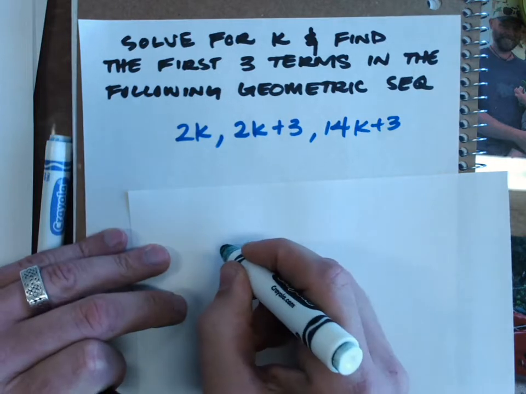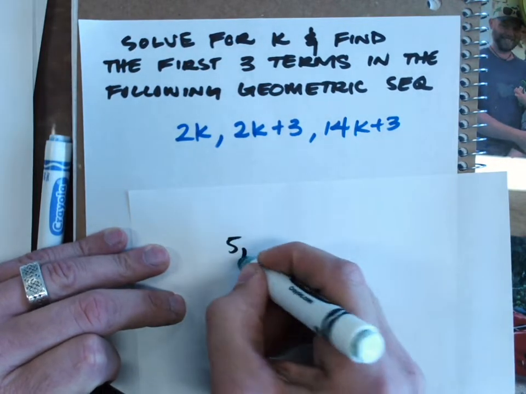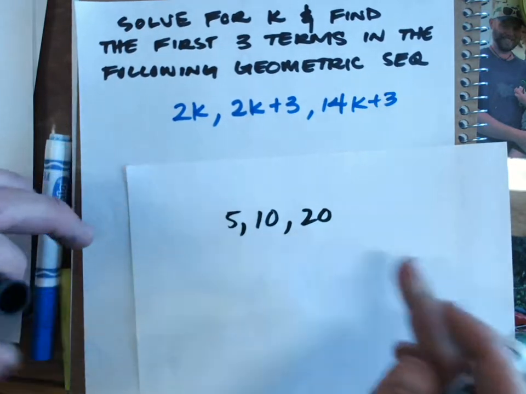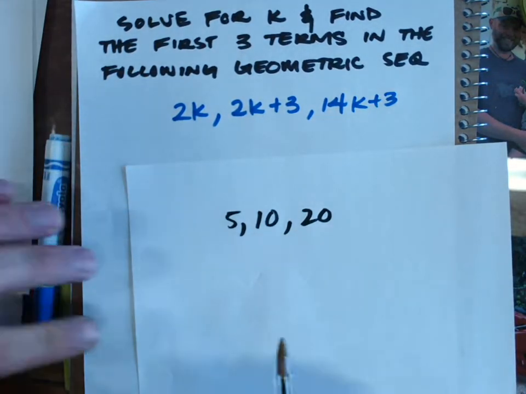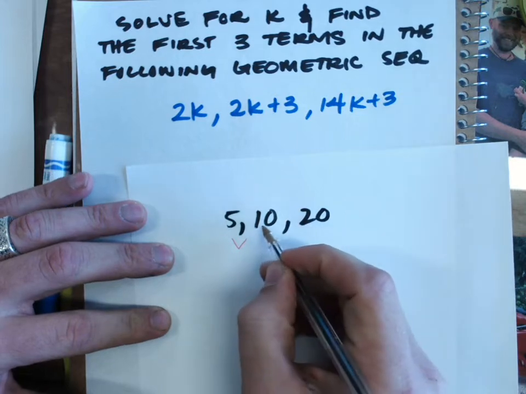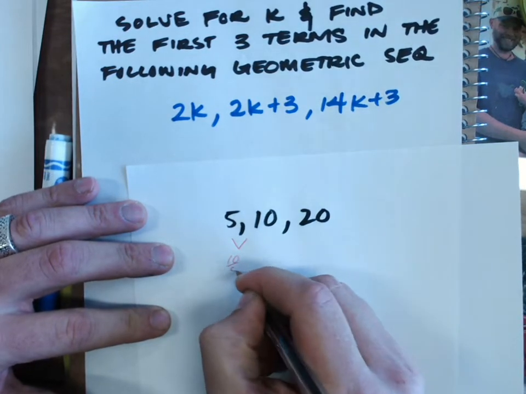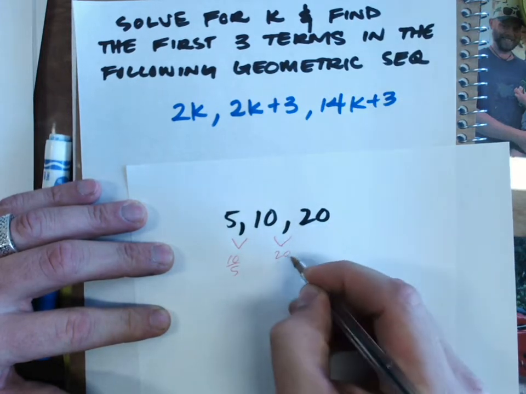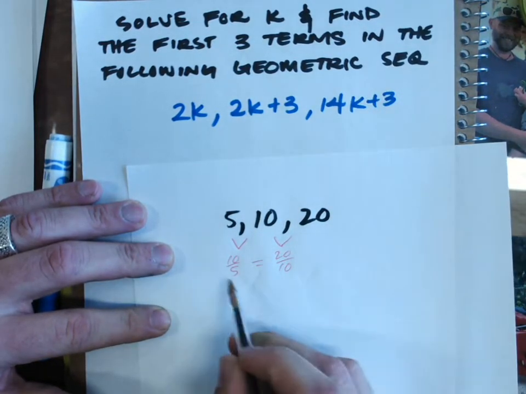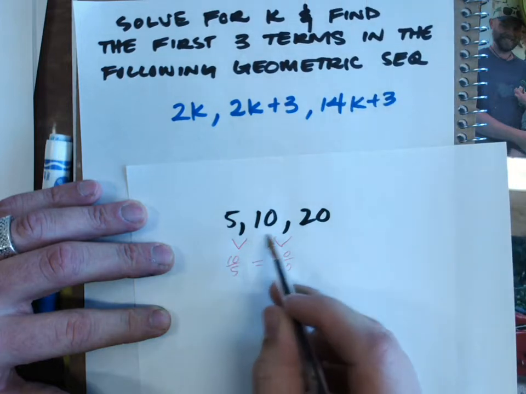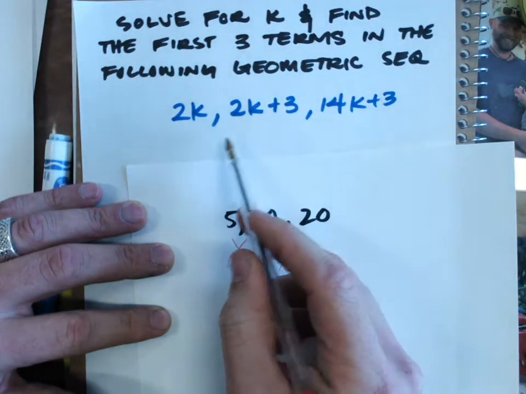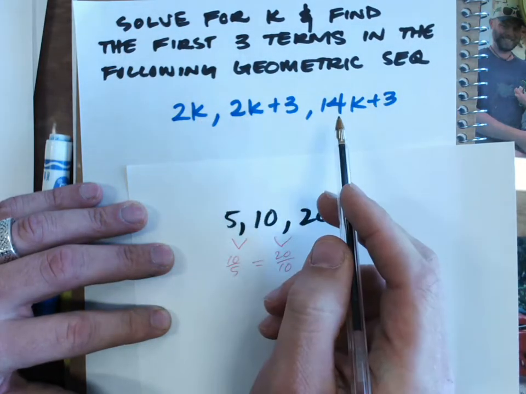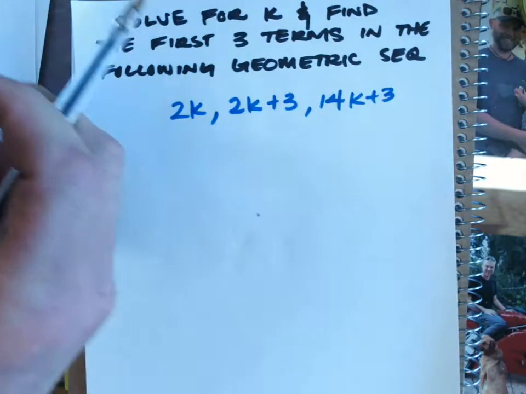And what I mean by that, I'll make up another problem with easier numbers, 5, 10, 20. It's easy to see that this is a doubling. But the way you would show that is to say the ratio here, 10 divided by 5, is the same as the ratio between these pairs, 20 divided by 10. These ratios are equal. We're going to use this logic to solve for the problem here, except now we don't have numbers, but we've got these expressions with k.